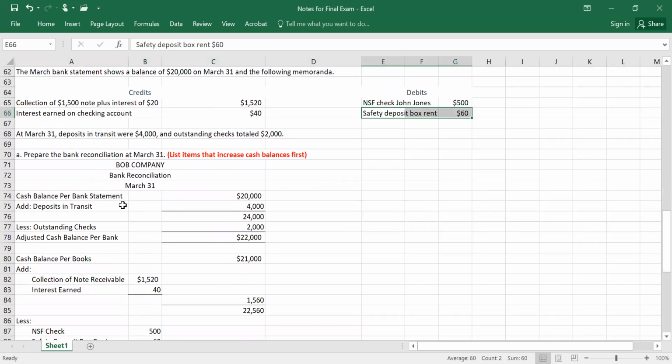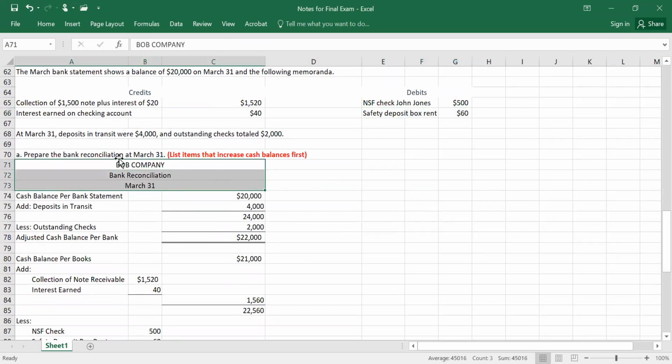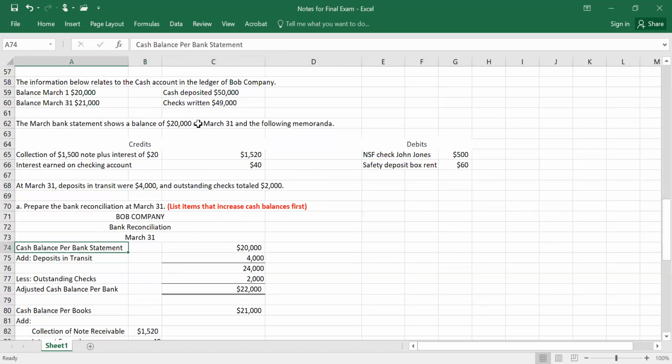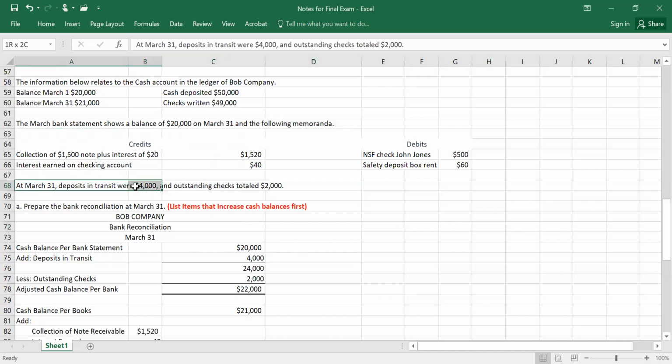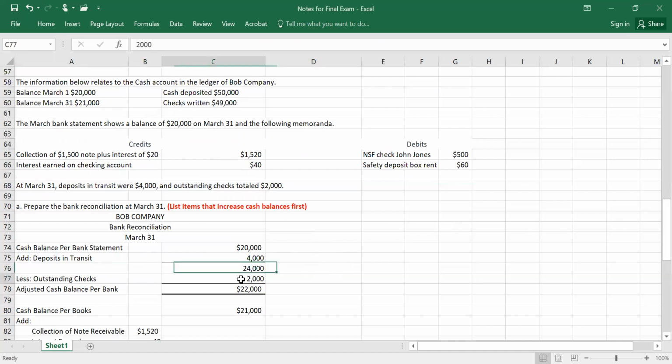So let's go ahead and prepare the bank summary. And there's the heading for the bank summary. We're starting out with cash balance per bank. So if we look, it tells us right here. The cash balance per the bank was 20,000 on March 31st. Then we're going to add our deposits in transit. Deposits in transit are right here, 4,000. If we add those two together, we get 24,000. Then we're going to subtract outstanding checks. Right here, that's 2,000. 24,000 minus 2,000 is 22,000, which is our adjusted cash balance per bank.